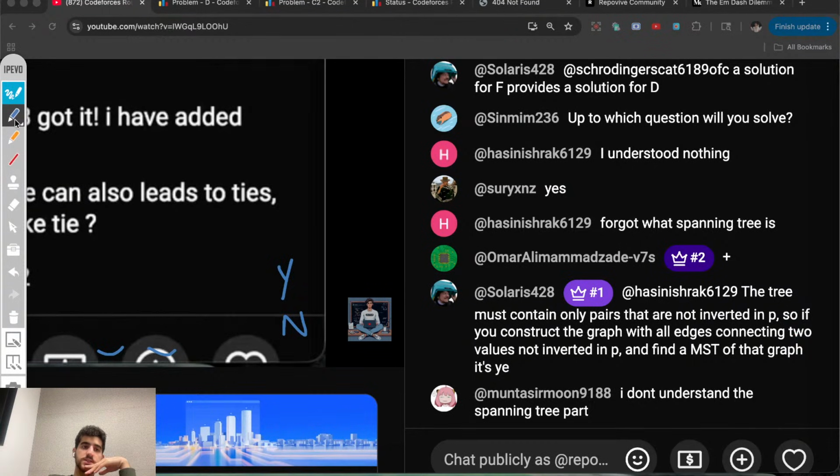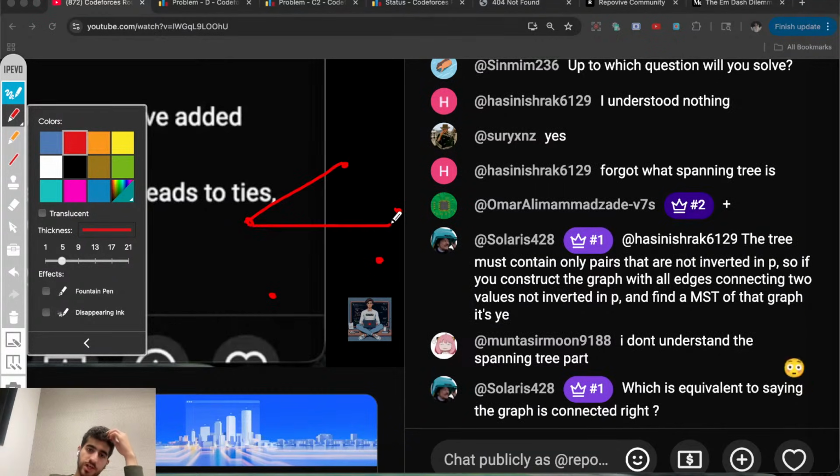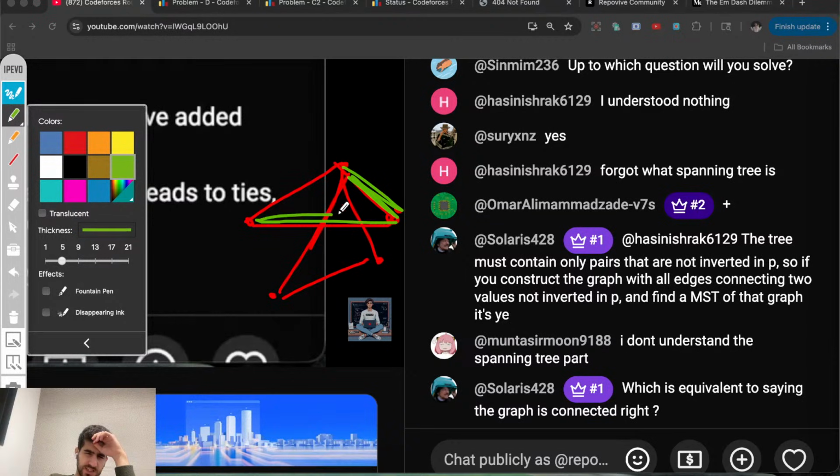Let me tell you what the spanning tree is. We have some graph, some vertices, and some edges between them. A spanning tree means that we choose some of these edges such that they will construct the tree that has all of the vertices. For example, in this example, a spanning tree can be this edge, and this edge, and for example, this edge, and this edge. These four edges can be a spanning tree.